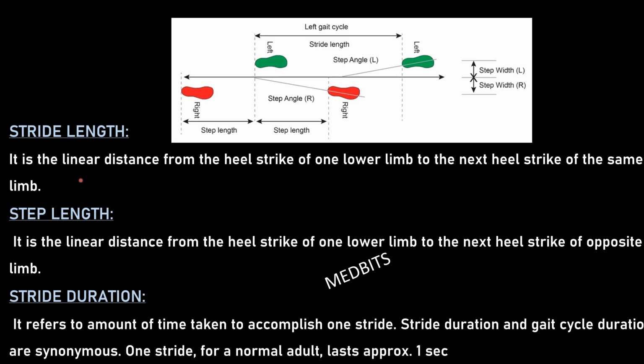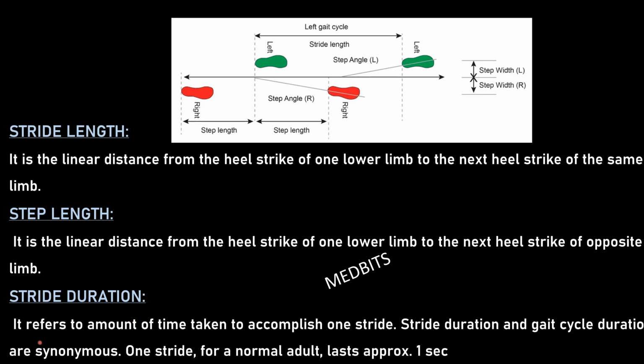Stride length. It is the linear distance from the heel strike of one lower limb to the next heel strike of the same limb. As you can see, heel strike of one lower limb to the same limb, right? So you can see the distance. Step length. It is the linear distance from the heel strike of one lower limb to the heel strike of the opposite limb.